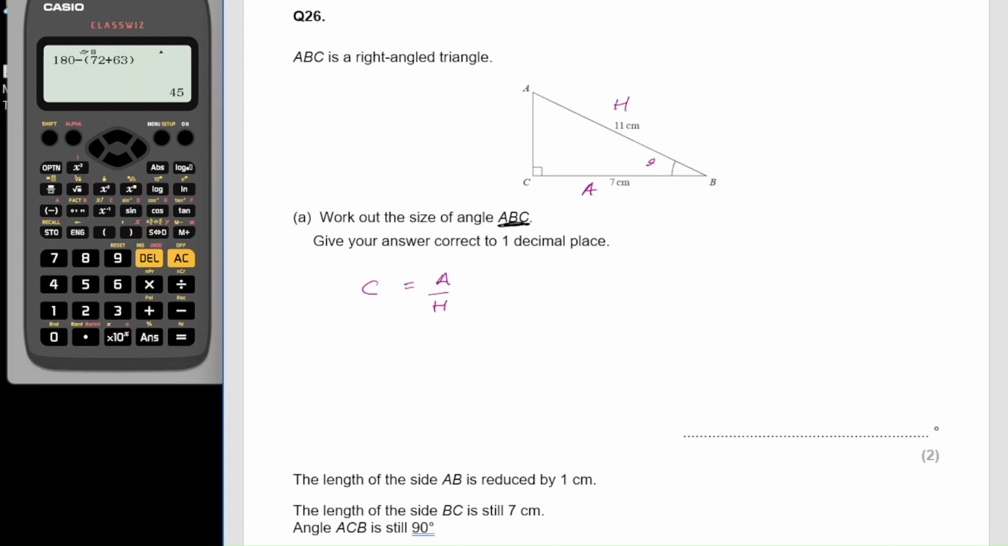So I would say that the missing angle is going to be equal to cos to the minus 1 of the adjacent side divided by the hypotenuse. Double check my calculator's in degree mode. So 50.4788... no, rounding to one decimal place, 50.5.